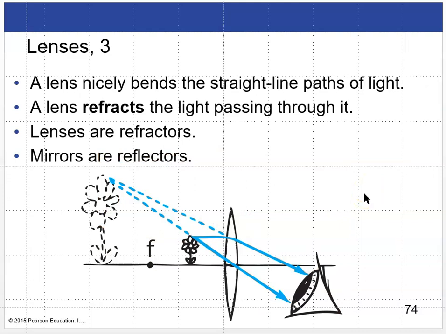Another way to change the path of light is to put it through a lens. A lens is just a transparent medium that will bend or refract light. A lens is a refractor. So a lens refracts the light passing through it. Lenses are refractors, mirrors are reflectors. So be very careful. There's only a two-letter difference here. People get that confused all the time.